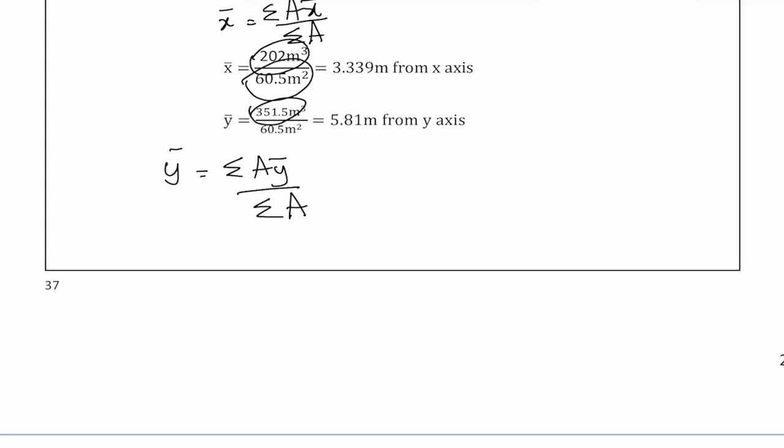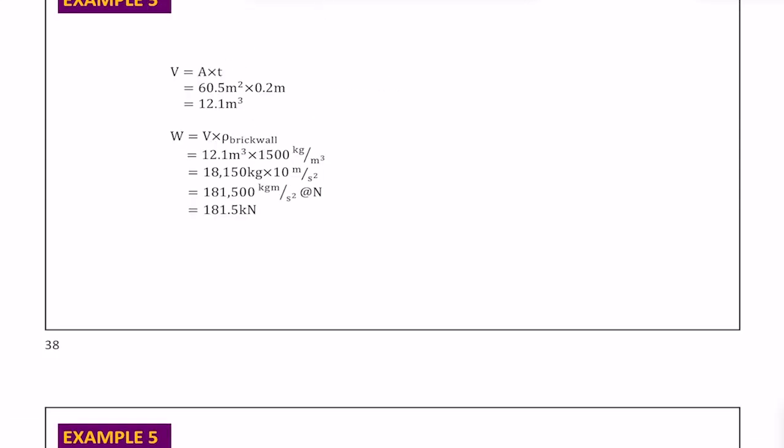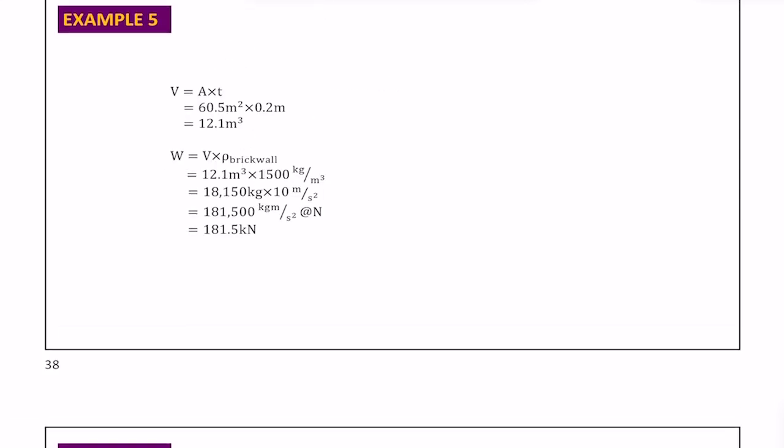And y bar will be 5.81 meter from the y-axis. So this is the centroid of the wall. What we need to do next is find the reaction. In order to do so, we need to get the loading that comes from the wall.